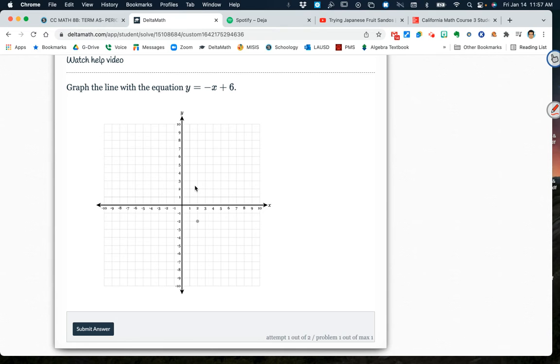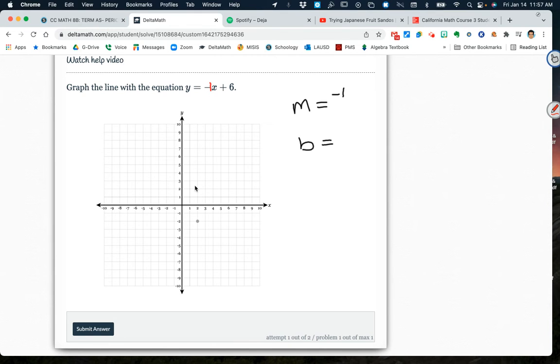So let's figure out what we have here. We want to know the slope, m. We want to know the y-intercept, b. Okay, look at the equation. Y equals negative x plus 6. What's the number that goes for m, for the slope? What number is here? We can put a 1, but what number is there, though? Negative 1.